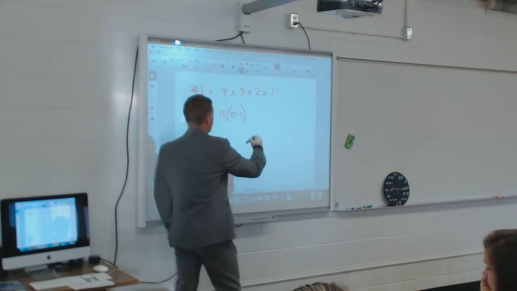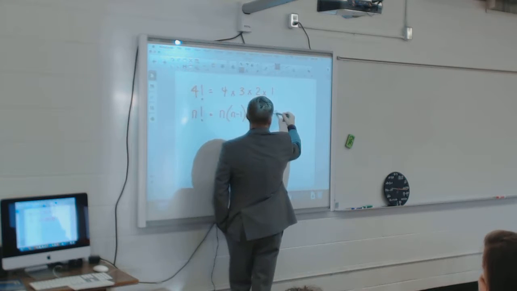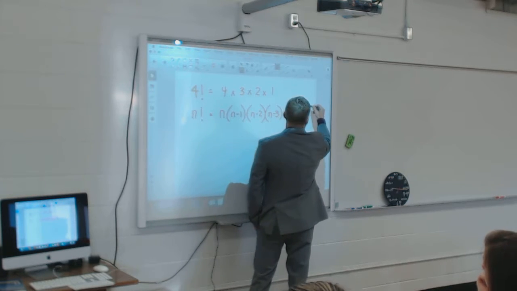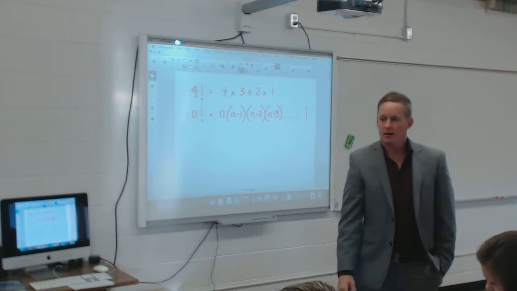And then 2 less than n. And then n take away 3 all the way down to 1. That's what n factorial is.